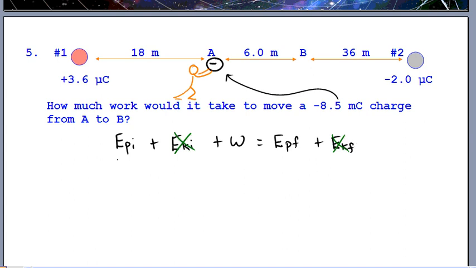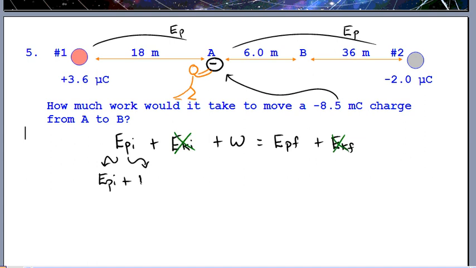But what we do need to do is respect the fact that there is some potential energy in this handshake between that positive 3.6 and the negative 8.5 millicoulombs, and there's some potential energy in this handshake as well. And we have to put both of those in. So there are actually two EPIs. So I'm going to have an EPI plus another EPI. And the same thing is true in the end. There's going to be an EPF and then another EPF. And I just have to make sure I superimpose those two energies to get the total story.